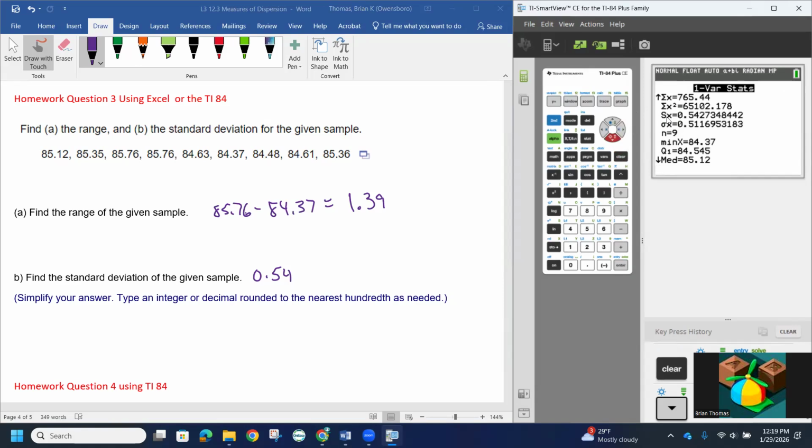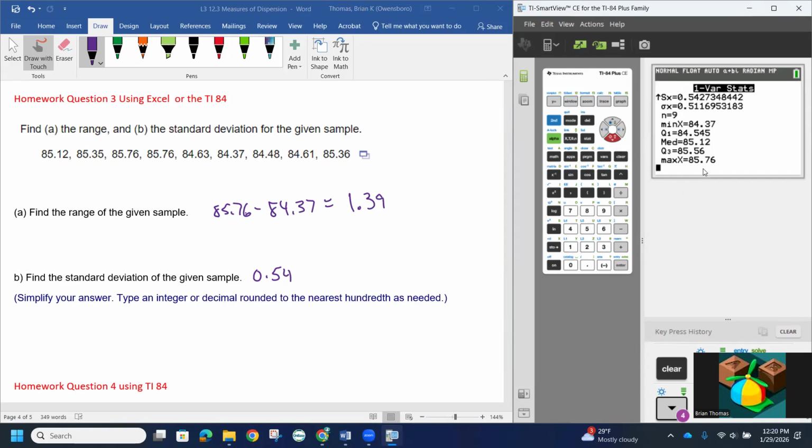So it gives us two different standard deviations. S stands for our sample, and sigma stands for our population. And notice that our sample is 0.54. So in that list function, it is doing the sample because it does give us the same thing. Notice how we also get the min value here. It gives us the median, 85.12, and it gives us the max here as well.